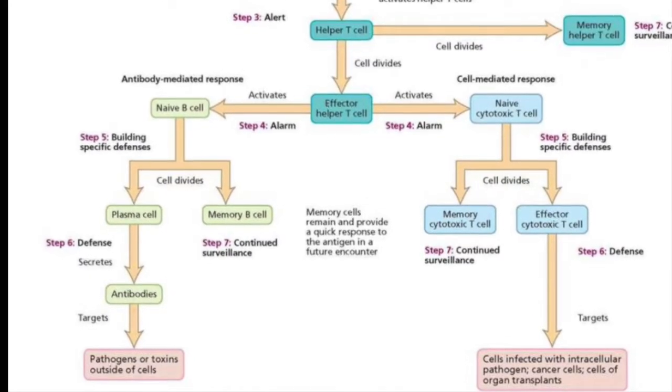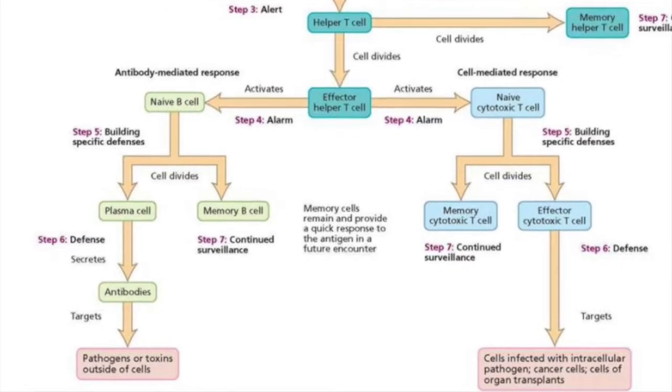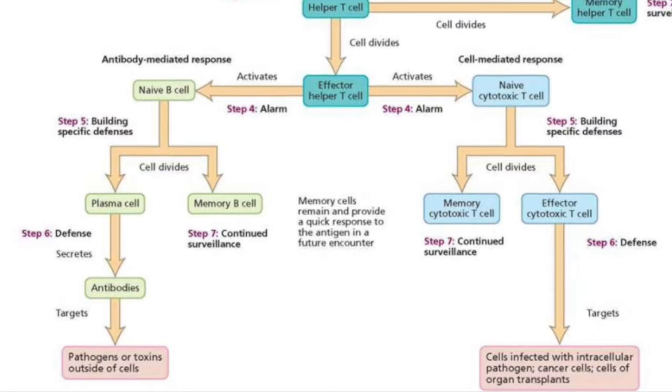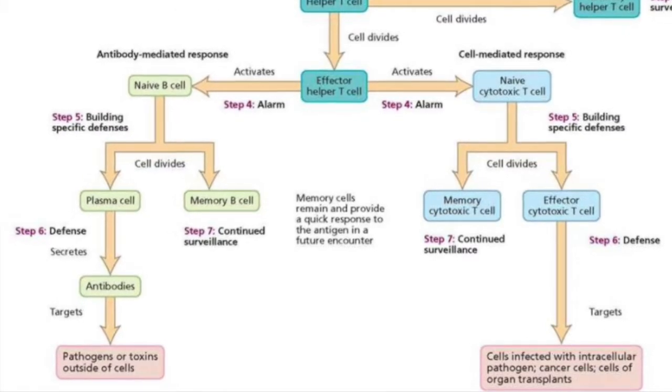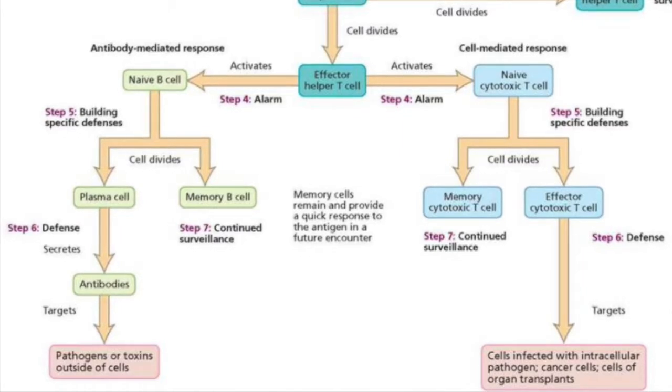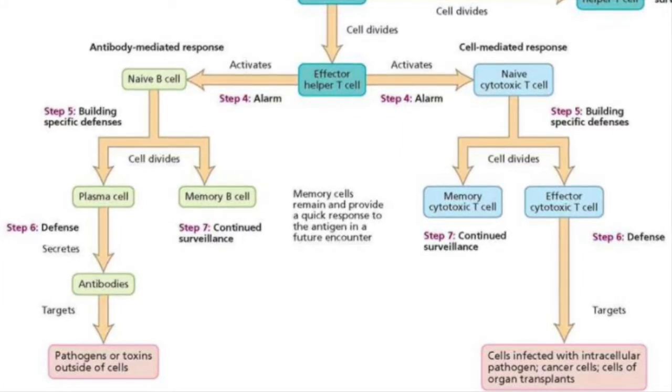Our last step occurs once the antigen has been destroyed. Once this has happened, the suppressor T cells are going to shut down the immune response for that particular antigen.